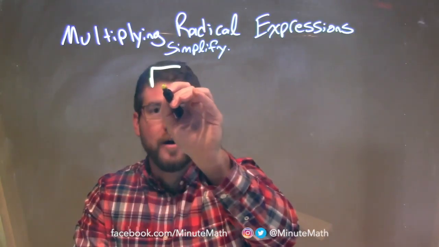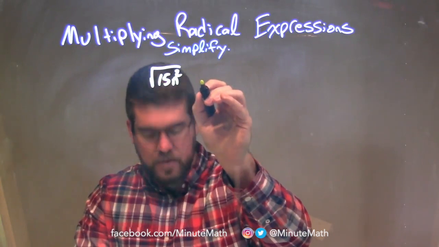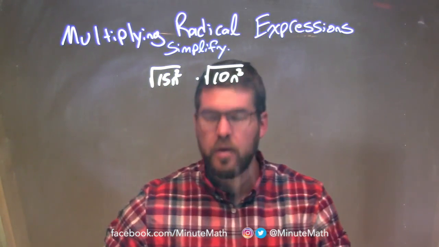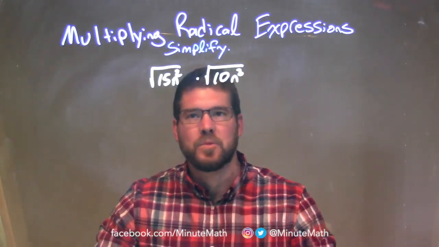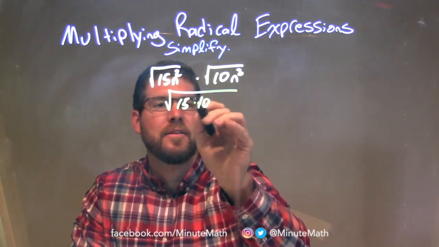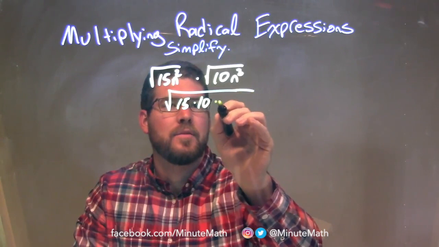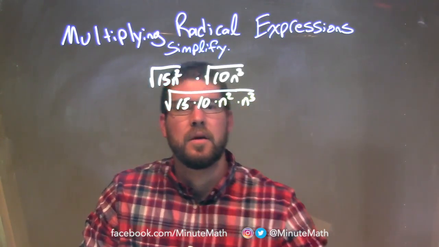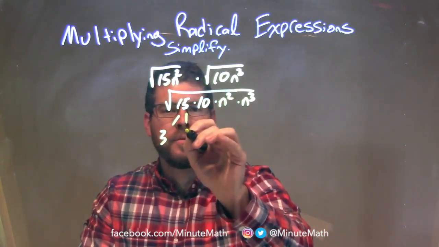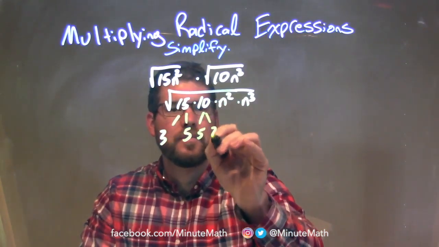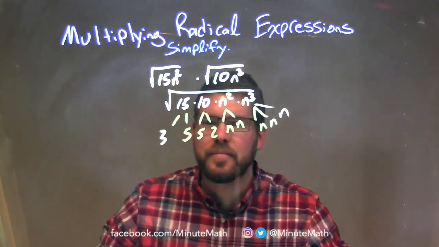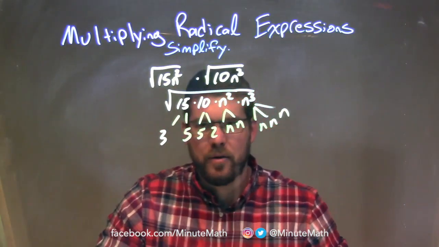Square root of 15n squared times the square root of 10n to the third. All right. Well, we can combine this under one big square root, so that's what I'm actually going to do. I have the square root here of 15 times 10, putting 15 and 10 next to each other, then times the n squared times the n to the third. So now we want to break each part down, all right? So 15 is 3 times 5, 10 is 5 times 2, n squared is n times n, and n to the third is n times n times n, right?